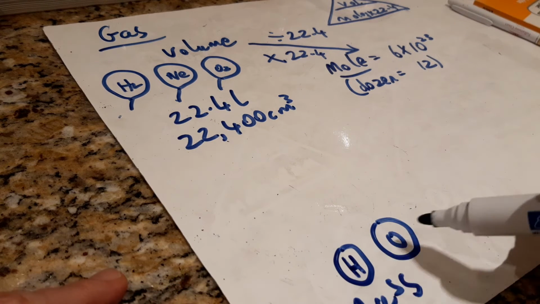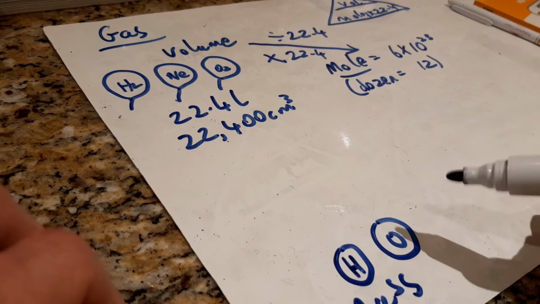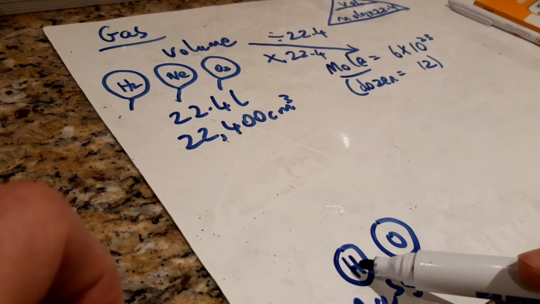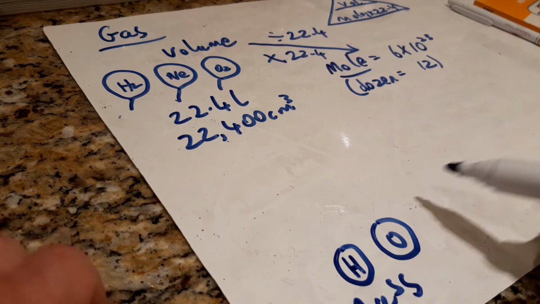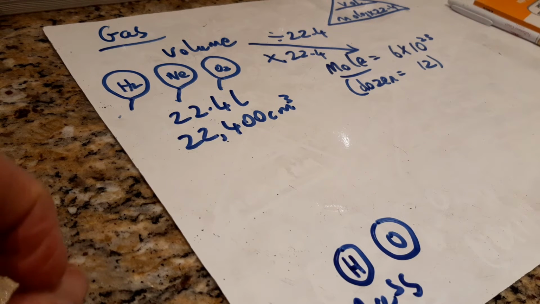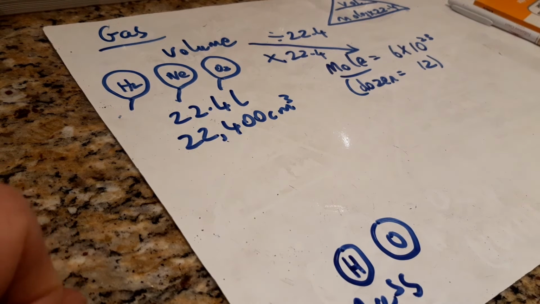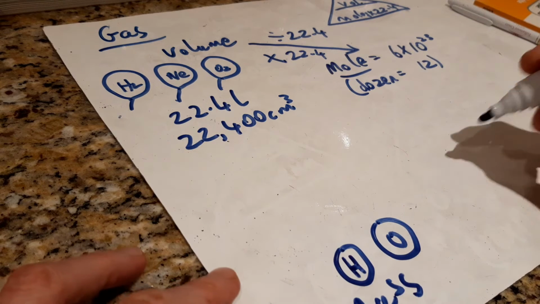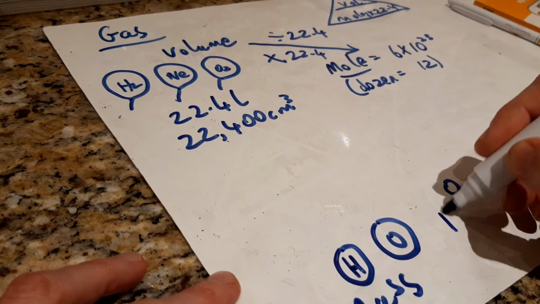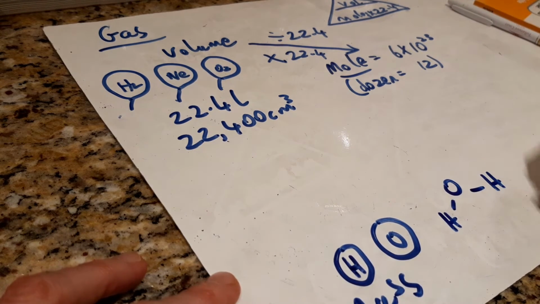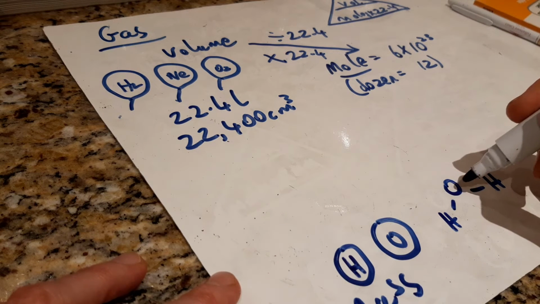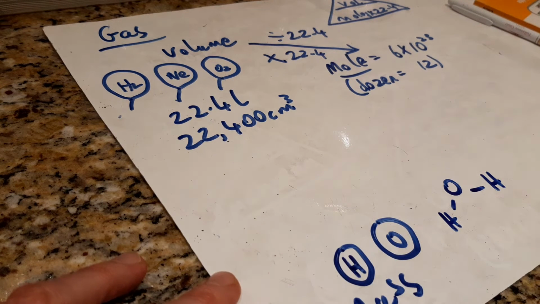Instead, we have to use the periodic table, because the periodic table tells us what 1 mole of each of these atoms weighs. It tells us that 1 mole of hydrogen atoms weighs 1 gram, 1 mole of oxygen atoms weighs 16 grams. And this is really useful because obviously most of the time we're not dealing with atoms, we're dealing with compounds. For example, water, which is made of 1 oxygen atom and 2 hydrogen atoms.